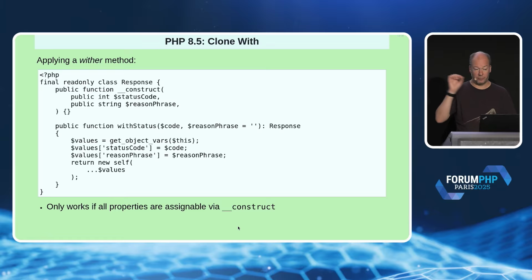And the ... values accepts an associative array, right? Where the key is the name of the property and the value becomes the value of the property. But this only works if you can set all the properties through the constructor, because otherwise there's no way for you to set them. This is working, but it isn't a great solution.